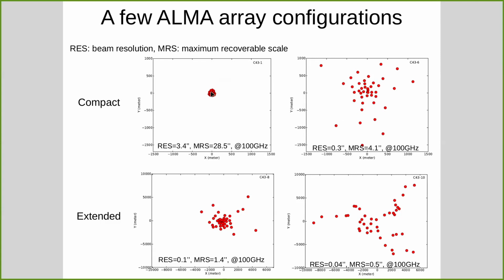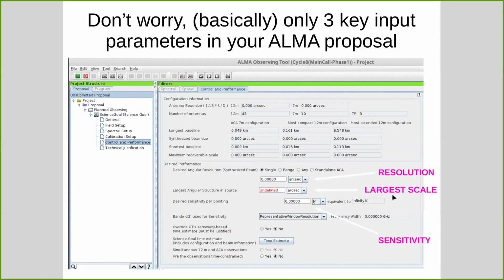Just to illustrate this, in the compact configuration, here you have the antennas. This is the antenna position. And in the extended configuration, you can move the antennas further out, all the way to baselines of 16 kilometers. But in practice, when you prepare your proposal, we have this tool, the ALMA observing tool.